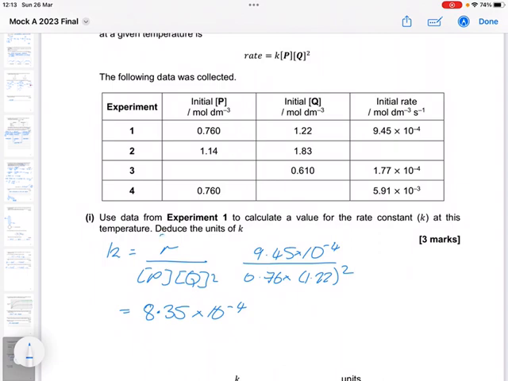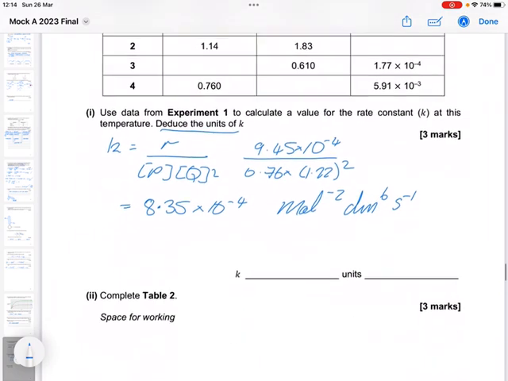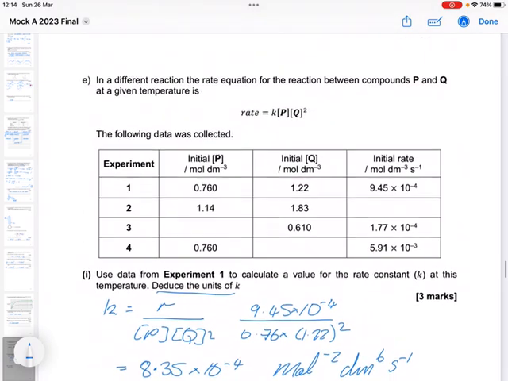And then deduce the units. So the units here: I've got moles per decimeter cubed per second on the top, and I've got 3 lots of moles per decimeter cubed on the bottom. So the one on the top will cancel with 1 on the bottom. That's going to leave me with mol^-2 dm^6 s^-1. Okay.